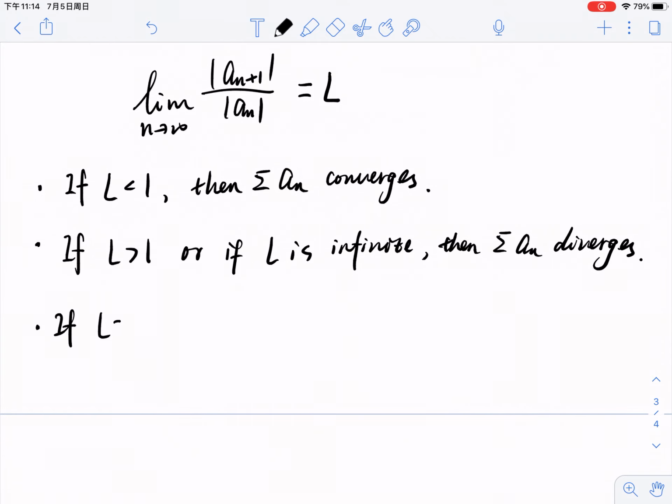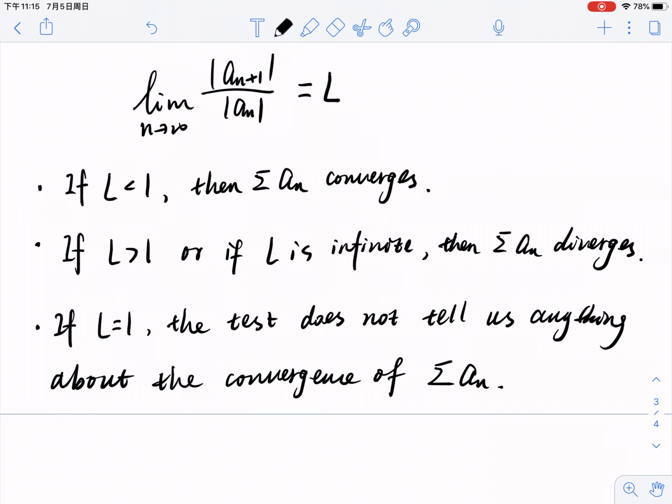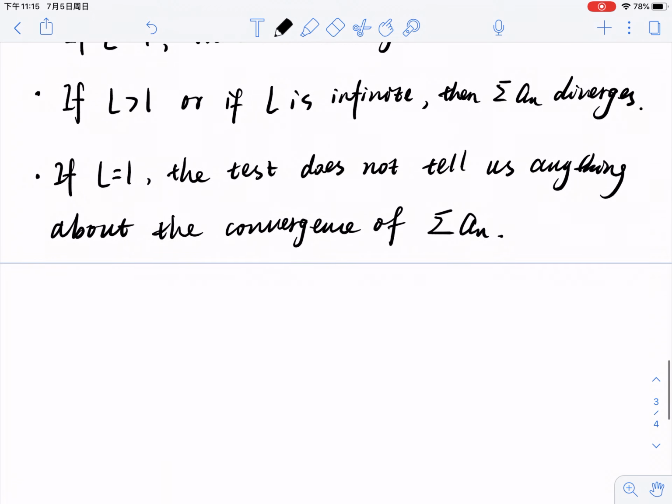If L is 1, the test does not tell us anything about the convergence of the series. So now we use the ratio test to show a series converges. Look at this example.